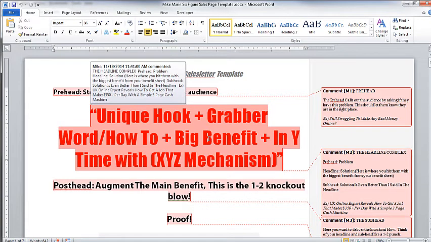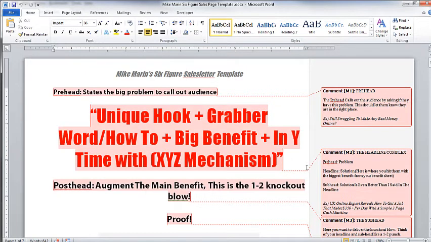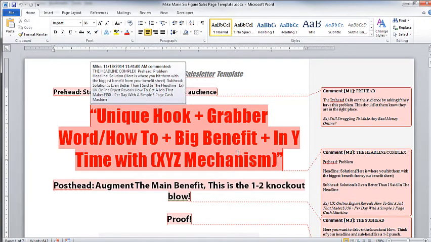The big mistake I see people make with headlines is they try to get too cute. You really just want to be direct and say, here's the problem, here's the solution. In Y time with an XYZ mechanism. So how to X in Y time with an XYZ mechanism. What I mean by mechanism is, in a market like mine or fitness, they've really seen it all. So the mechanism needs to be some sort of unique thing you're using. So it could be how to create high converting video sales letter copy in 21 days with the VSL machine, right? Some sort of weird mechanism.